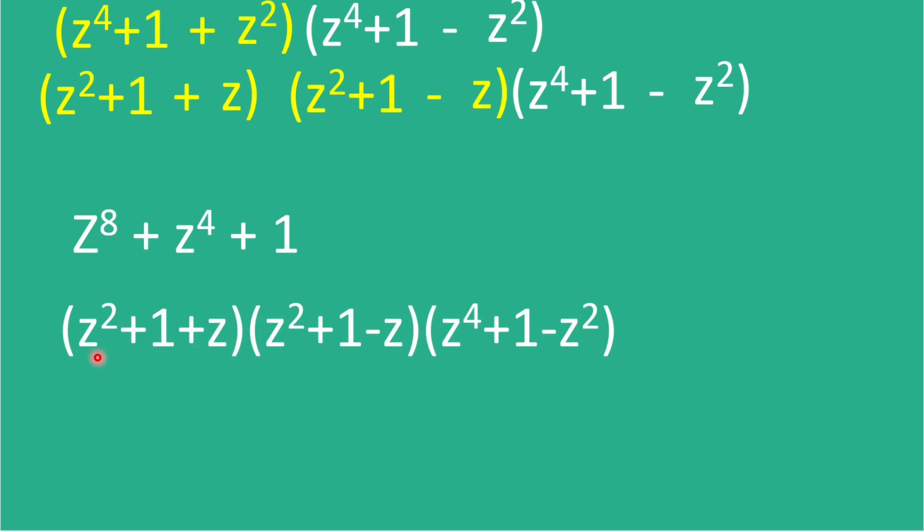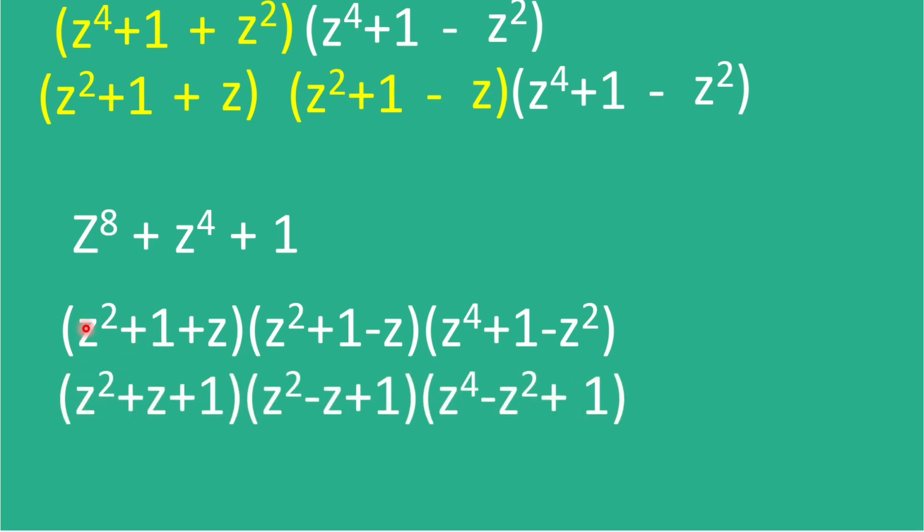You can also rearrange this if you want to write z before this one, so you can write this expression as z square plus z plus 1 into z square minus z plus 1, and similarly z power 4 minus z square plus 1. So this was the factorization of this given question.